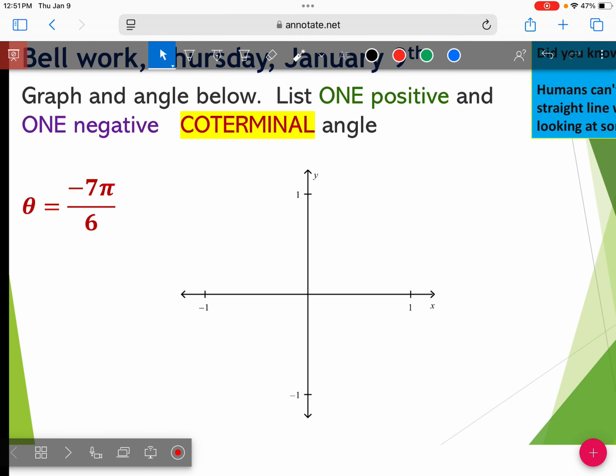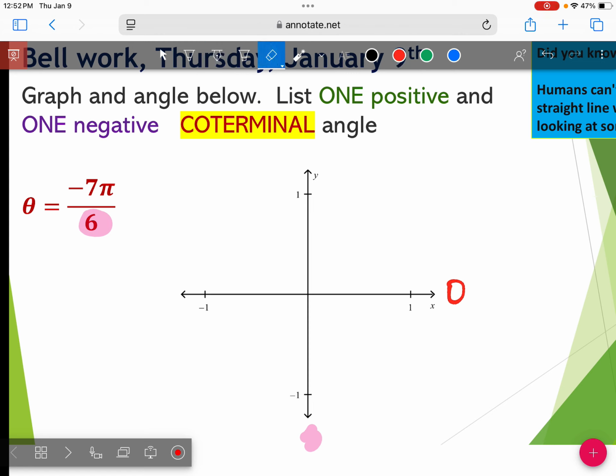Negative, I know I'm going to rotate clockwise. So this would be 0. And then I'm counting by half of whatever this number is. So what's half of 6? 3. So this would be 3 over 6.